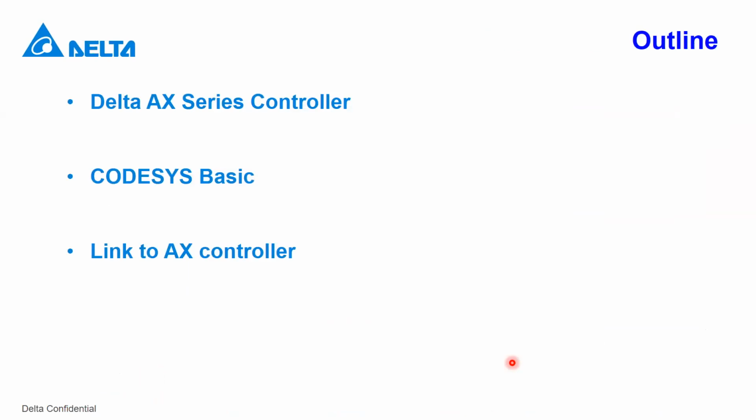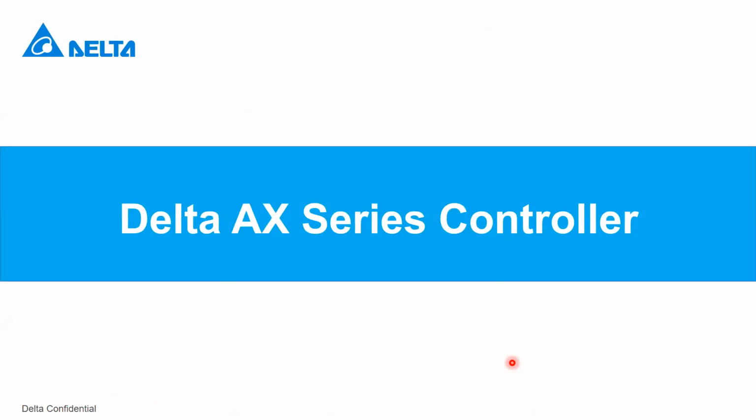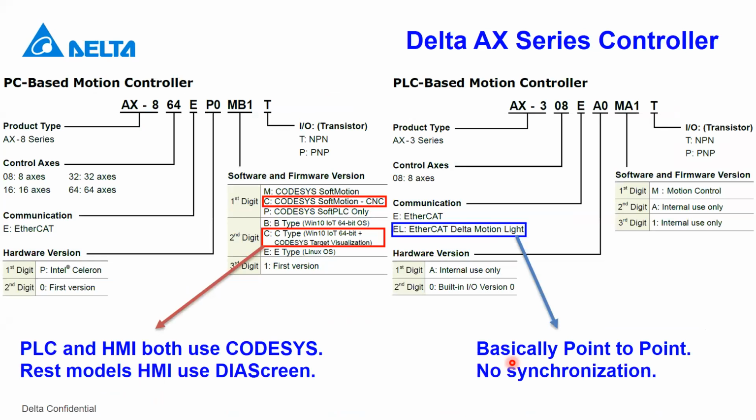Okay, and today's agenda will be Delta AX series controller, CODESYS basic, and linking to AX controller. Okay, so you can see now we have only 2 series, but in the future we will have more, like AX5, AX2.